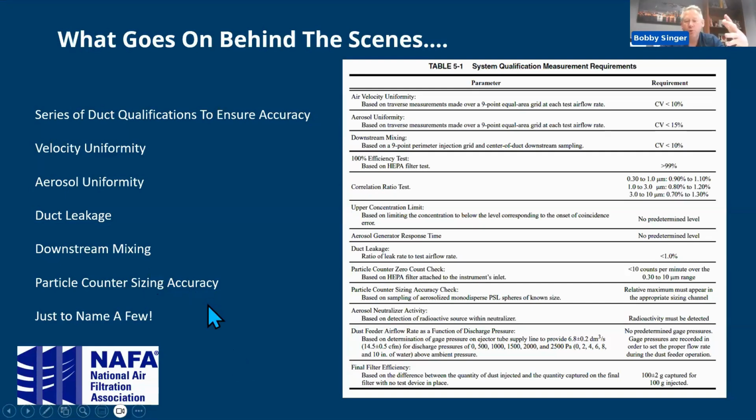Downstream mixing, we have to prove that no matter where the penetration is happening on the filter, that we can sample it with our probe or sampling port that's mounted in the middle of the duct. Particle counter sizing accuracy, we have to show by feeding a particle of a known size to our counters that when it counts at 5 micron, that it really is 5 micron. These things have to be proven. And that's just to name a few of the steps that we have to go through.